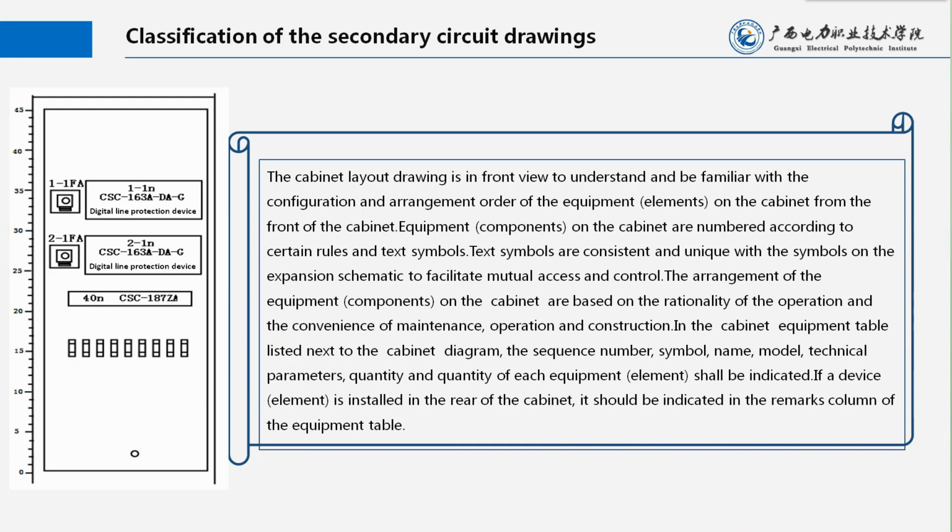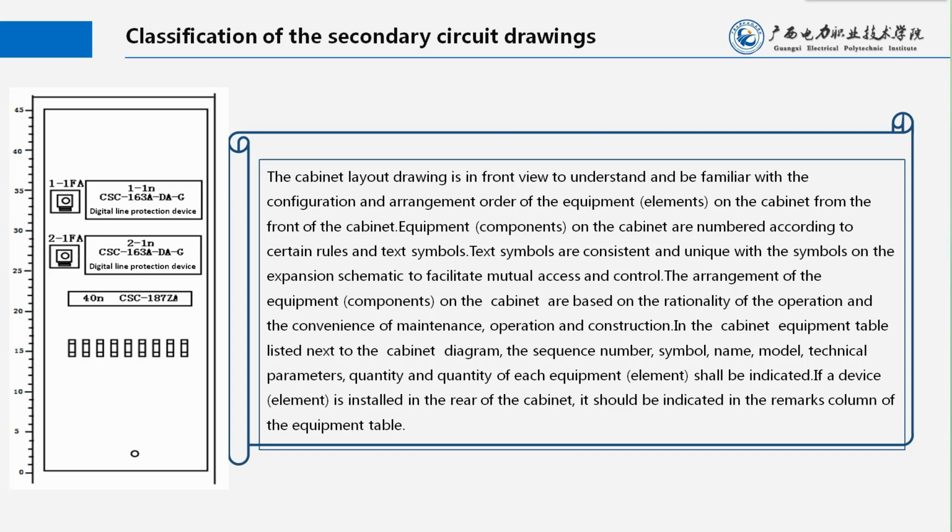The cabinet layout drawing is in front view, to understand and be familiar with the configuration and arrangement order of the equipment and elements on the cabinet from the front of the cabinet. Equipment and components on the cabinet are numbered according to certain rules and text symbols. The text symbols are consistent and unique with the symbols on the expansion schematic to facilitate mutual access and control. The arrangement of the equipment and components on the cabinet is based on the rationality of the operation and the convenience of maintenance, operation and construction.